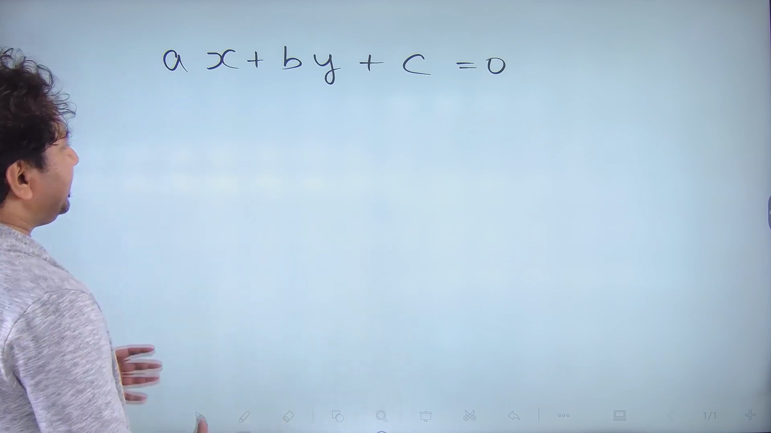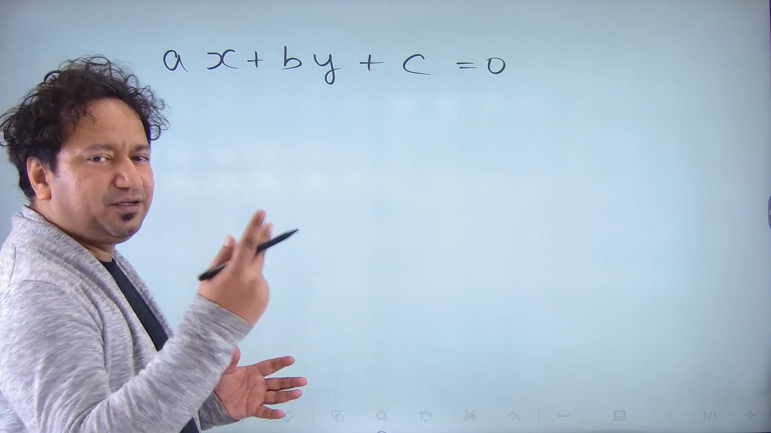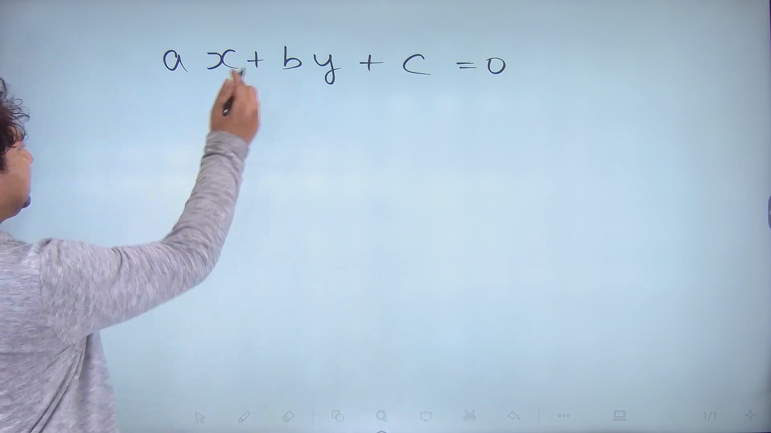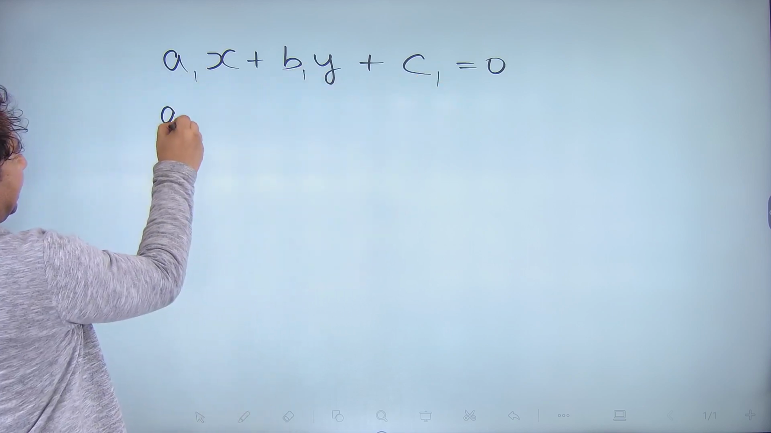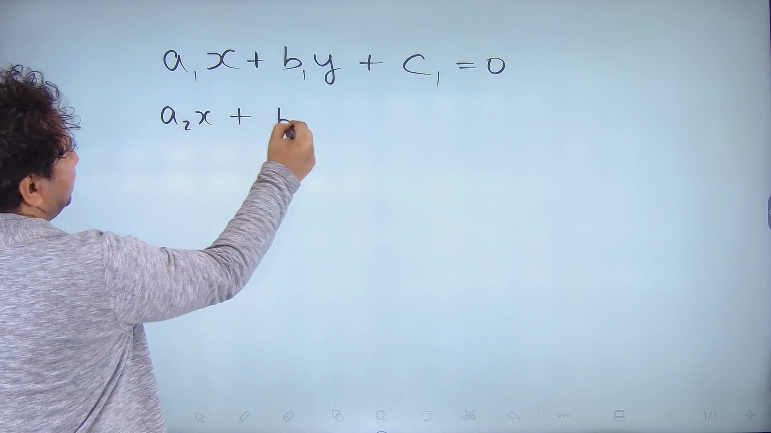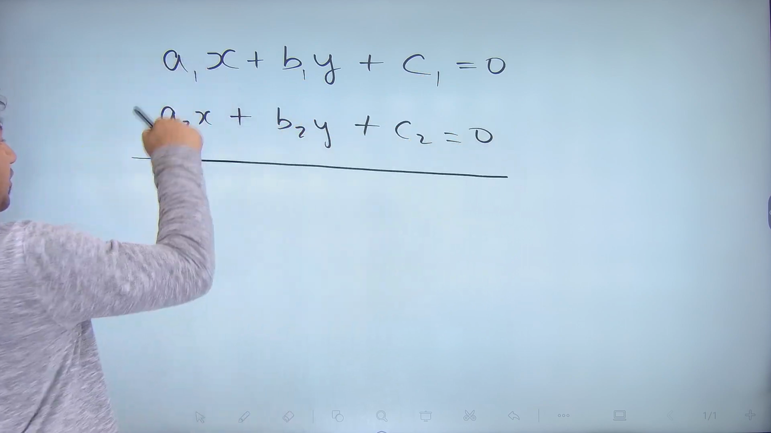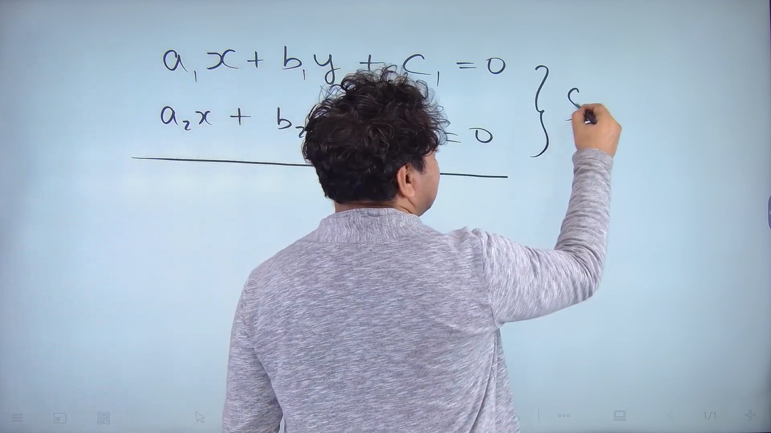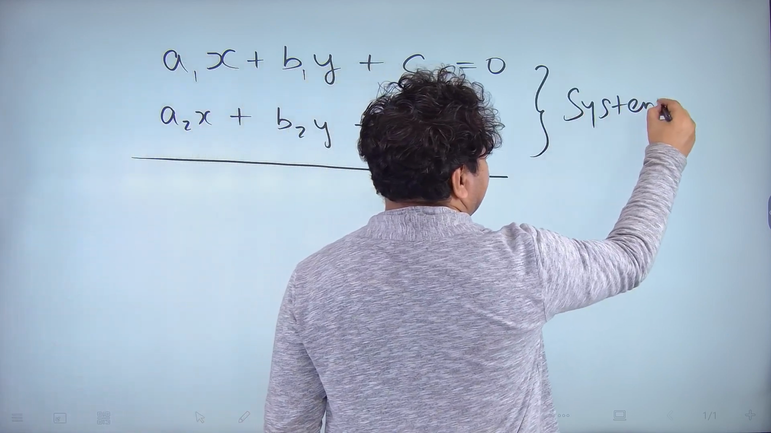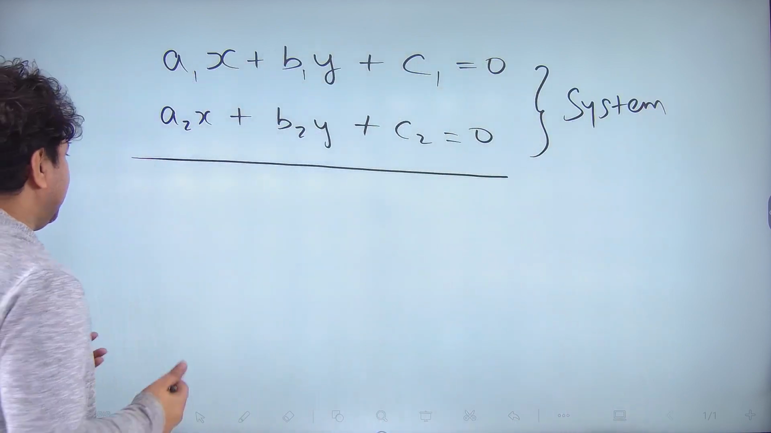So whenever we need to find the point of intersection of two straight lines, we require two equations, right? So let the first equation be a1x plus b1y plus c1 equal to 0, and the second equation be a2x plus b2y plus c2 is equal to 0. We need to solve for these two, I'll call it a system of equations. Cool. Now, there are multiple things which can happen.